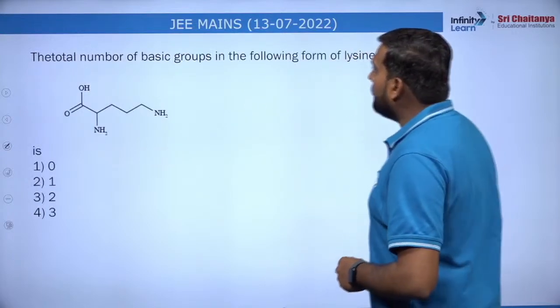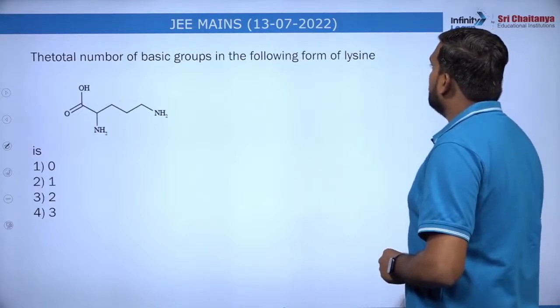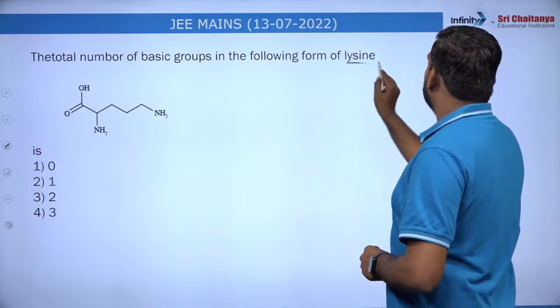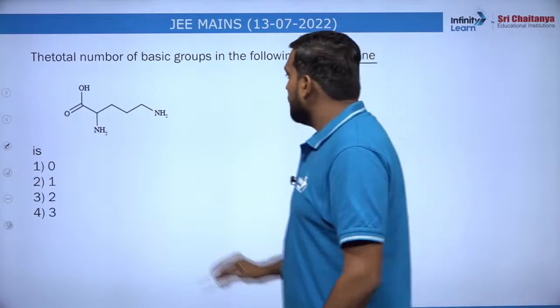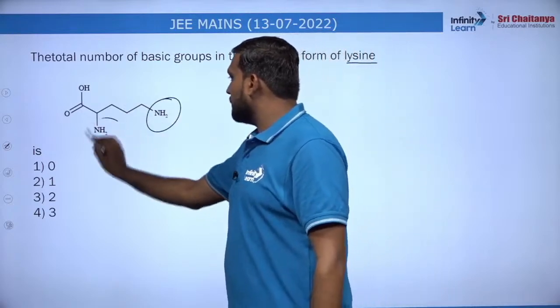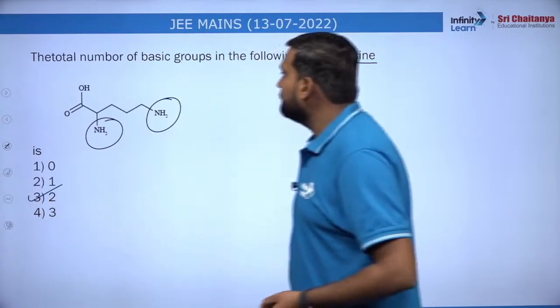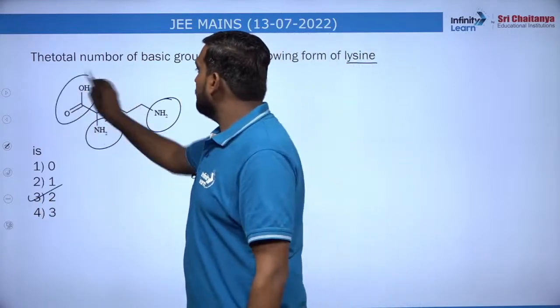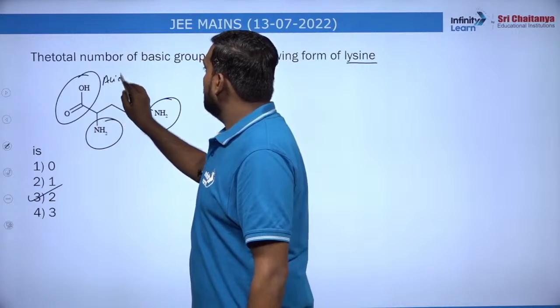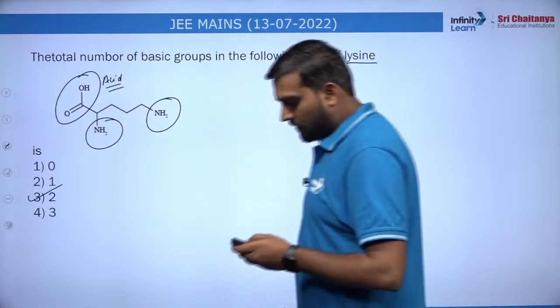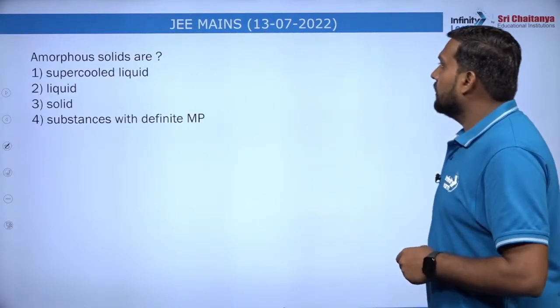The total number of basic groups in the following form of lysine. So there is a lysine given to you and there are 2 basic groups present there. Okay, so the correct answer will be this. Okay, remember this is the acid group. Okay, this is the acid. So you don't need to count that, you have to only account the basic groups. Going to the next question.